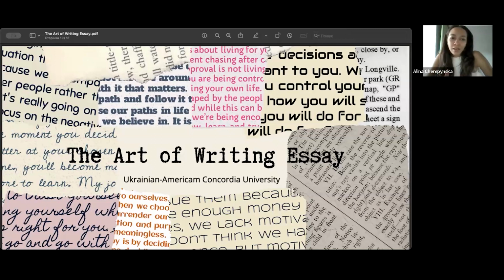And why do I call this presentation the art of writing essays? Because writing actually is a real masterpiece. It's a real art. It's your individual property. And actually, it's your creativity, it's your opinion, and it's your thoughts. That is why writing is a real art. Of course, if you're not simply copy pasting information from the internet. And of course, it needs time and it needs practice.